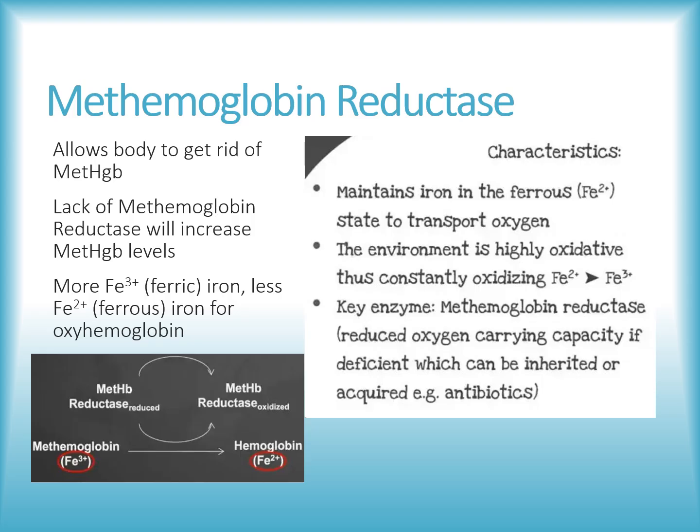Okay, so methemoglobin reductase. If oxidative damage does occur, methemoglobin reductase allows the body to get rid of that methemoglobin. A lack of methemoglobin reductase will increase methemoglobin levels, and there will be more ferric ions and less ferrous iron for that oxyhemoglobin. So let's talk about some of the characteristics. Methemoglobin reductase maintains iron in the ferrous state to transport oxygen. If the environment is highly oxidative, there's constant oxidation happening within the body, and this kind of buffers it.